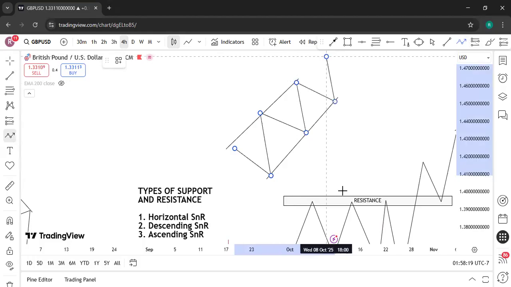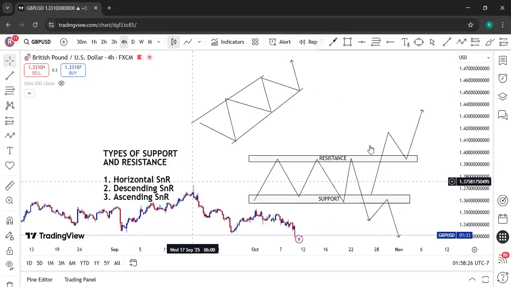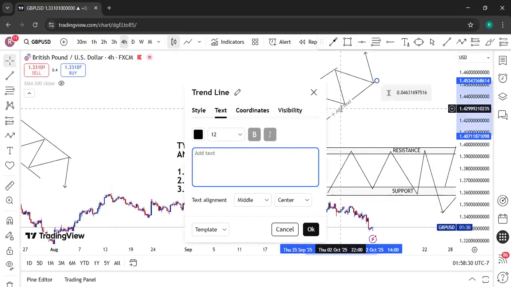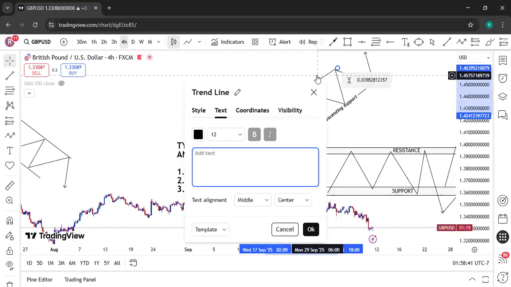So can we see the different levels that I have drawn? First, we have the horizontal levels, then we have the ascending support. You can also write it here to help you identify it on your chart. Ascending support, and ascending resistance. Very easy. You can put these annotations on your chart so that you know what level that is. Okay, so we have ascending support and ascending resistance.